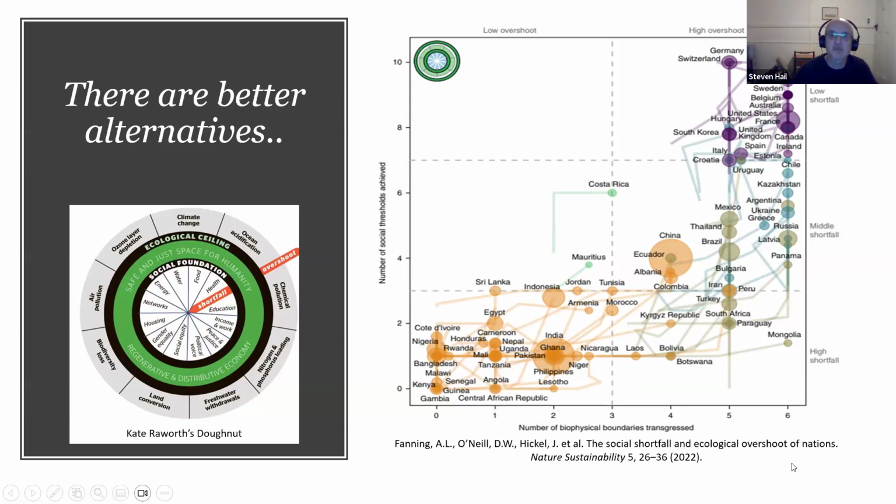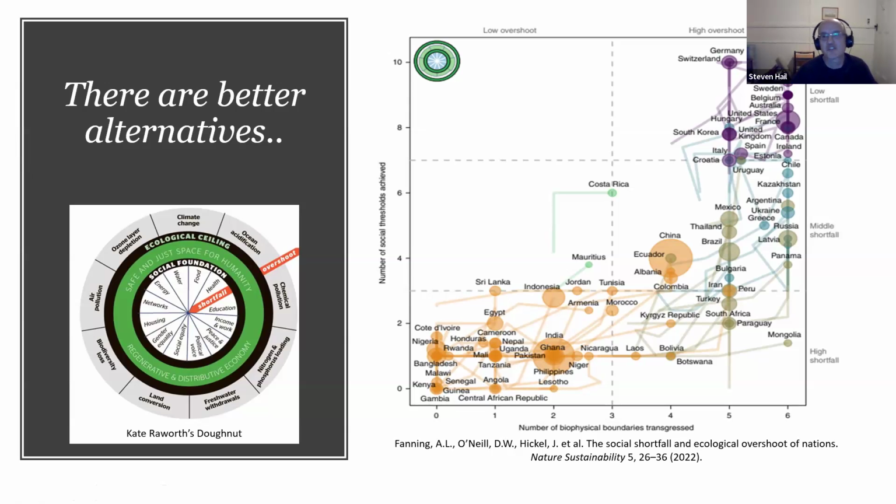They divided up the sample of countries into 3 groups, really. The countries towards the bottom left, the orange countries that you can see there, are, for the most part, on a per capita basis, below their ecological ceiling, but they're not providing the social foundations of a good quality of life. The countries in the top right-hand corner, the rich countries, are providing most of the social foundations, but they are outside, and in most cases, very far outside their ecological ceiling.